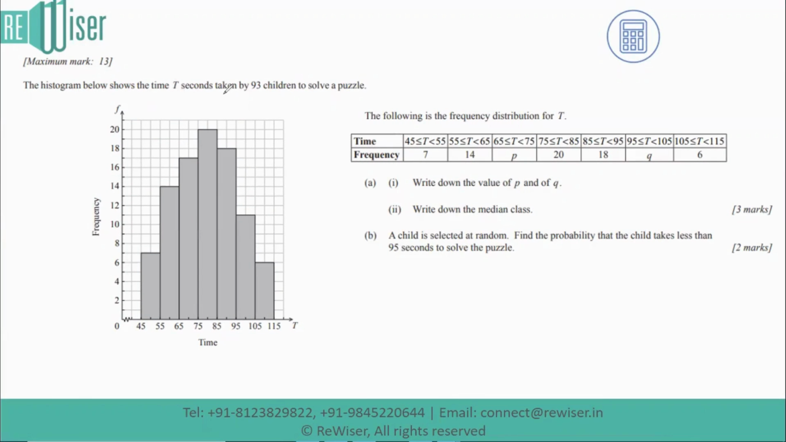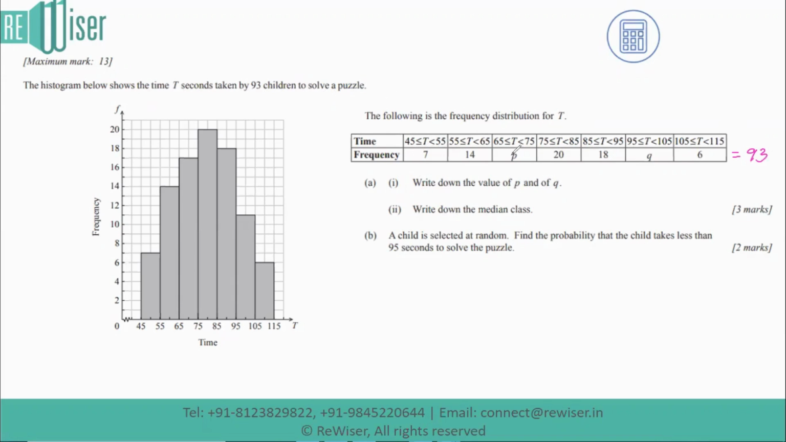shows the time in seconds taken by 93 children to solve the puzzle. So total frequency is nothing but 93. That means the sum of this entire frequency must be equal to 93. Now we also have this frequency distribution table, and we need to first of all figure out the value of P and Q.